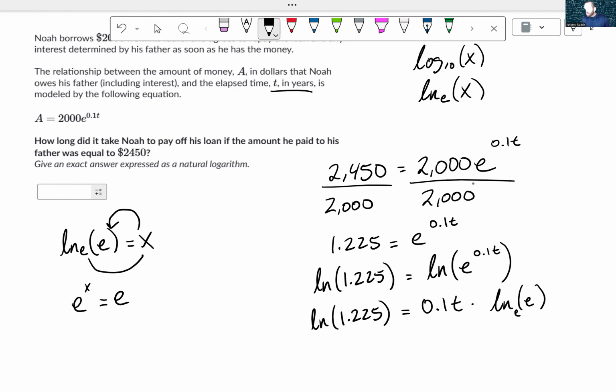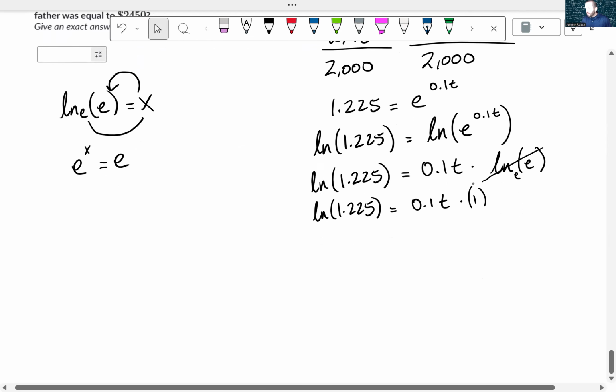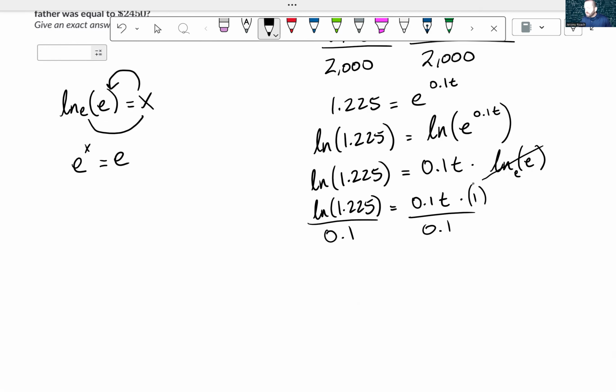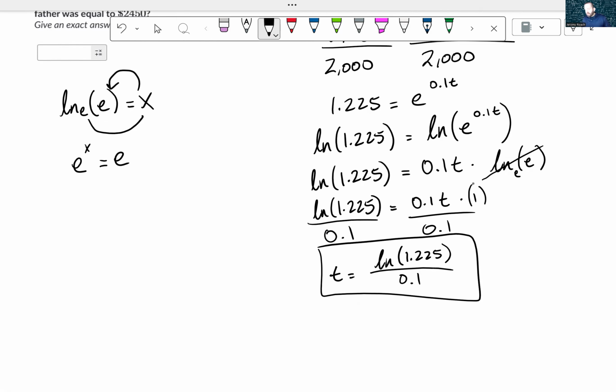You can either cross it out, or you can say times 1, or you can do both. That's fine. And so this is ln 1.225 is equal to 0.1t times 1. I'm just going to write times 1. And then we're just going to divide by 0.1 on both sides. And you could get a decimal value for this. I'm going to calculate what that is. But the problem is specifically asking us to write it as a logarithm. So this is technically the final answer that they want us to write it in.